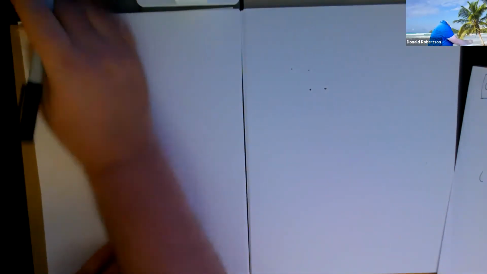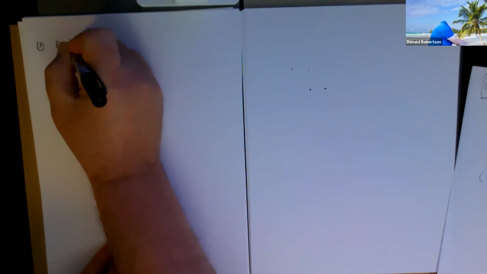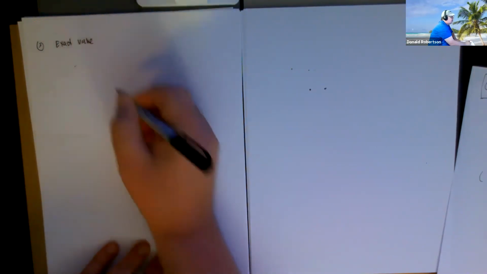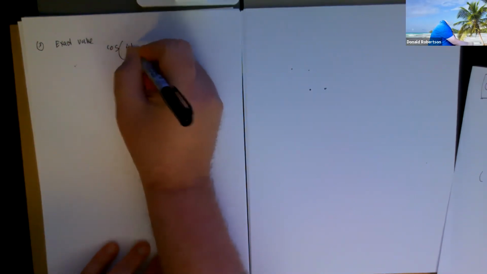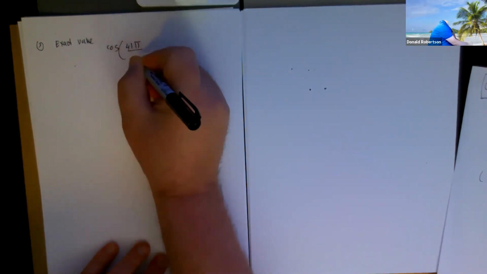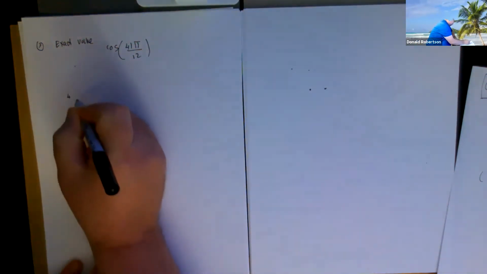Right. Start with 3. The key here is they want an exact value. We could type into our calculator what the cosine of 41 pi over 12 is, and we'd probably get 0.1234, a decimal. But they want an exact value, and they also say use the addition or subtraction formula. So here's our first problem. It's actually quite a major one with this question.